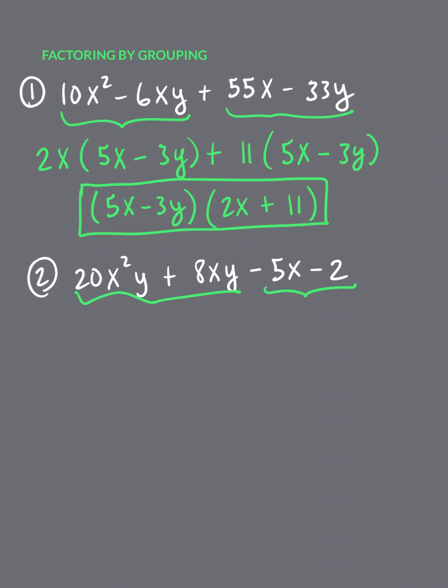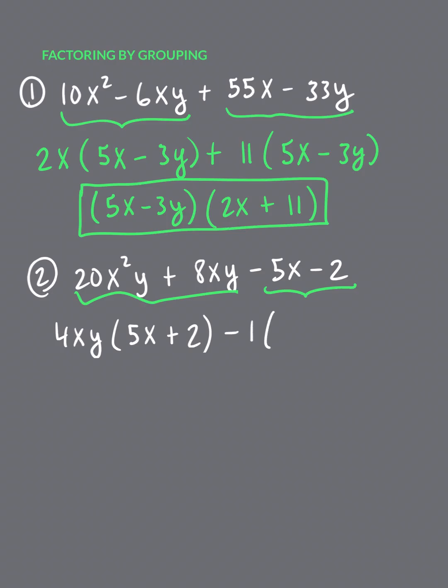And the greatest common factor between 20x squared y and 8xy is what? 4xy. And then when you divide 20x squared y by 4xy, you get 5x. 8xy divided by 4xy is 2. Now you know that you have factored out the greatest common factor between these 2 when these 2 terms have absolutely no common factors. The greatest common factor between these 2 is only a negative 1. So we're going to just factor out a negative 1.